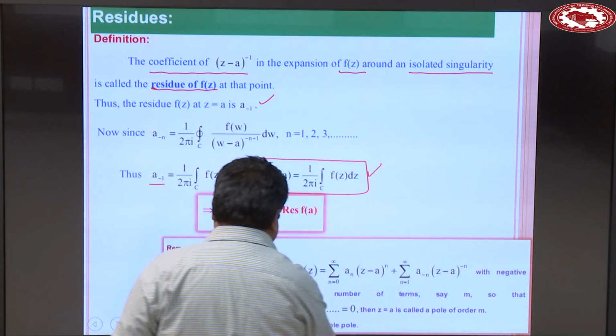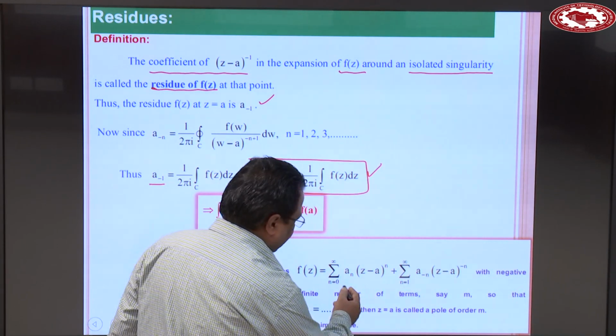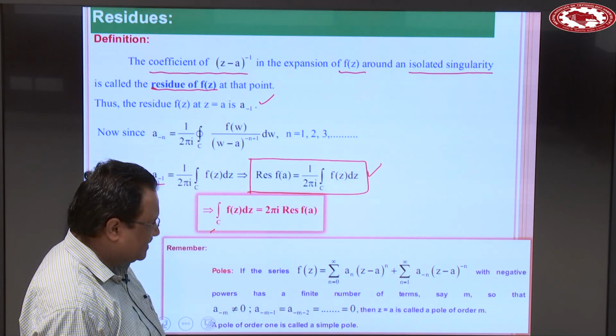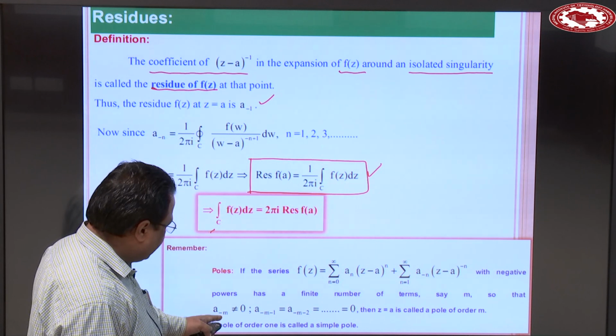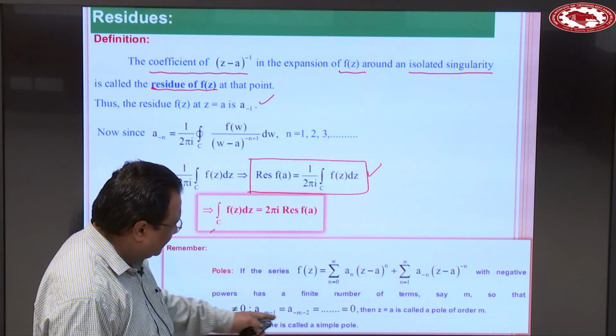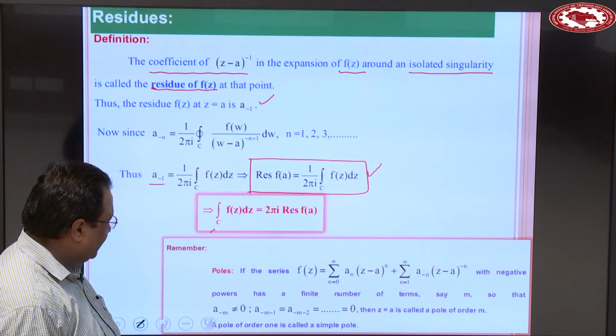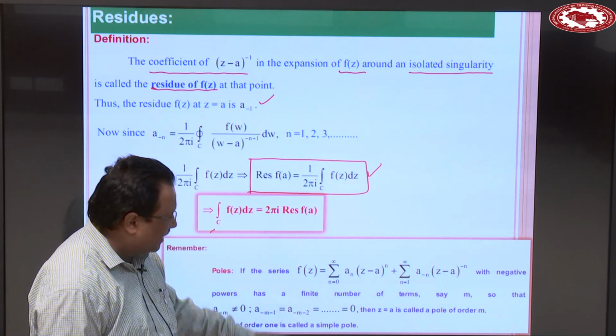definition of poles. If the Laurent series f(z) with negative powers has a finite number of terms, say m, so that a minus m is not equal to 0 and all other terms are 0, then z is equal to a is called a pole of order m. A pole of order 1 is called a simple pole.